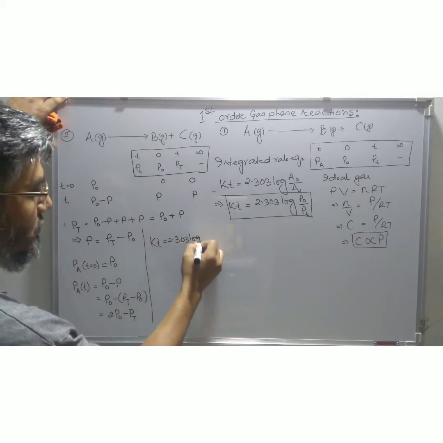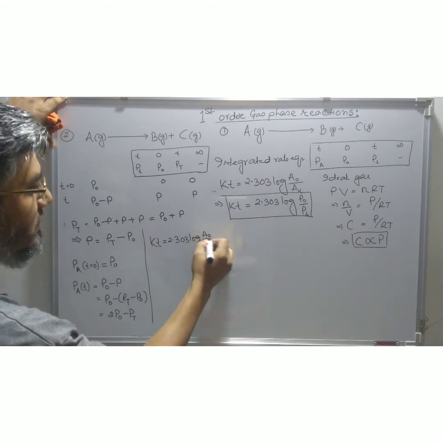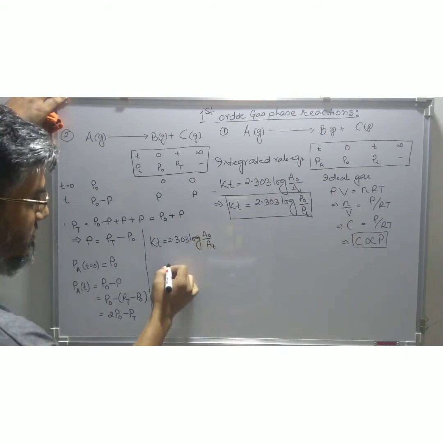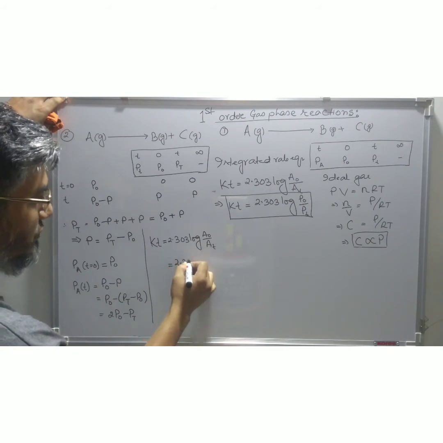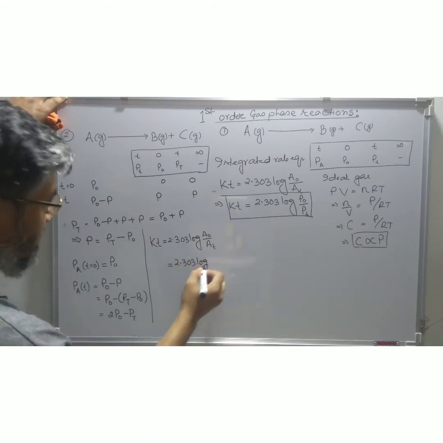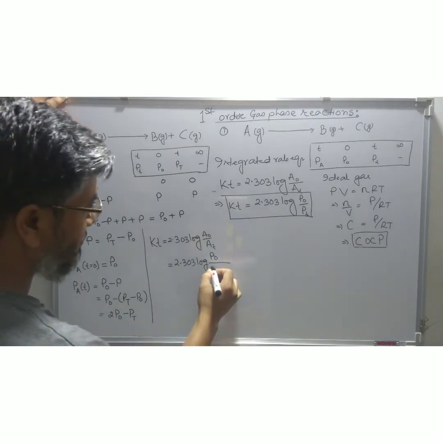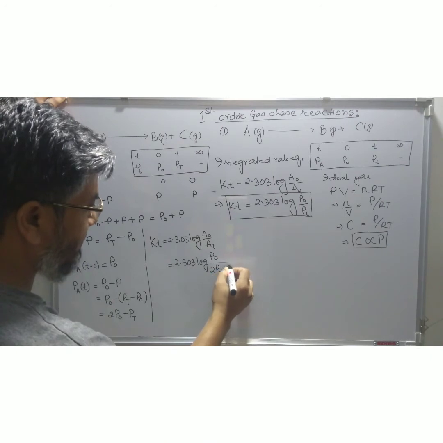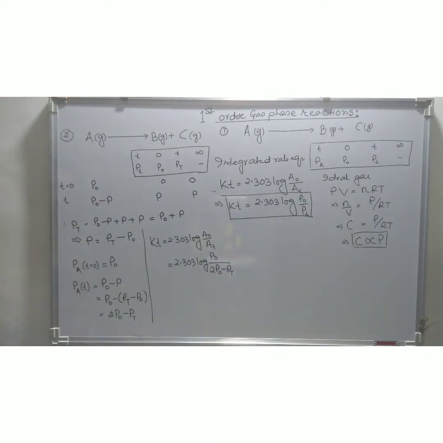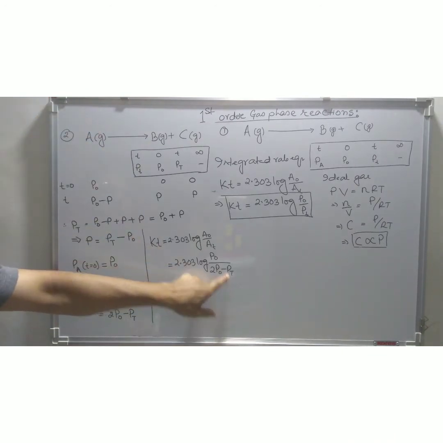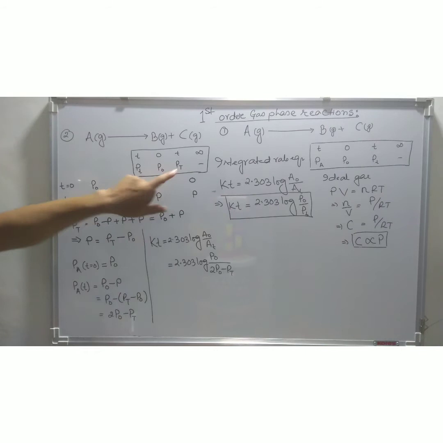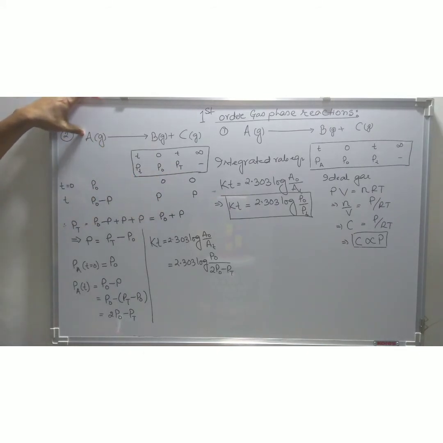Kt is equal to 2.303 log A naught by At. So this equals 2.303 log, A naught is P naught, At is 2 P naught minus Pt. So P naught is the initial pressure of the system at time 0. Pt is the total pressure of the system at time T. So we are replacing this concentration of A in terms of P naught and Pt. So this is another modification.